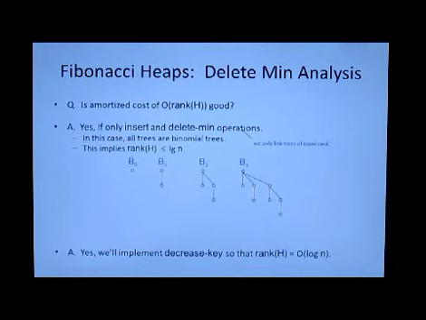Delete minimum analyzed. Is the amortized cost of rank H good? Yes, it is, if there are only insert and delete minimum operations, because we only link trees of equal rank. In this case, all are binomial trees. This implies rank H is less than log n. So we'll implement decrease key so that rank H is equal to log n.